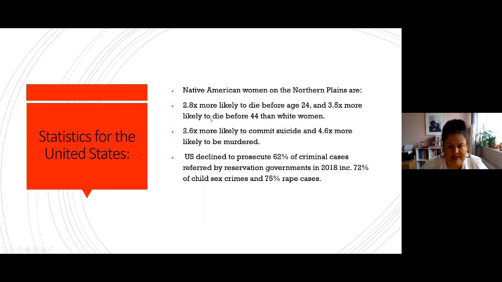So just a few statistics, I'll go through these really quickly. Native North American women on the plains are 2.8 times more likely to die before the age of 24, 2.6 times more likely to commit suicide, or 4.6 times more likely to be murdered, with 62% of the cases the US declined to prosecute.